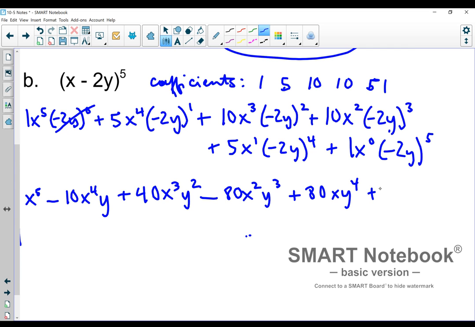And then the last one, x to 0 is just a 1. It's going to be minus again, isn't it? So minus 2 to the 5th is 32, so 32y to the 5th.